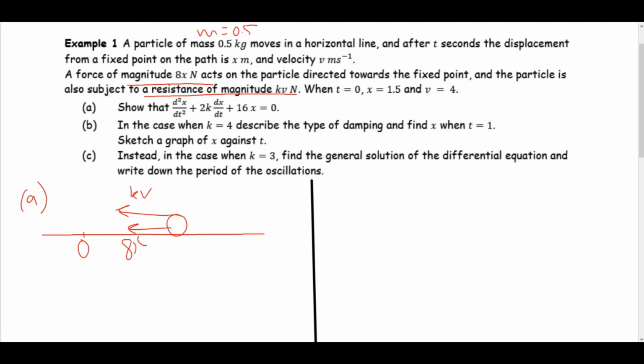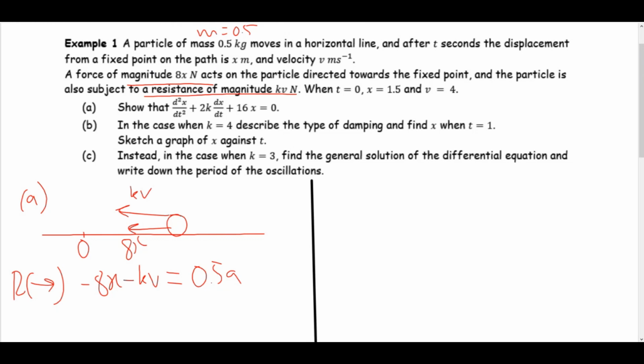Okay, so if I use Newton's second law, F equals ma, resolving to the right as positive, the resultant force is minus 8x minus kV. That must equal the mass, which is 0.5 times the acceleration. That's what Newton's second law gives you. That's the equation which connects forces and acceleration.